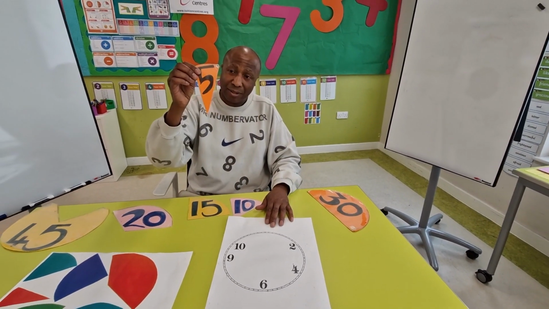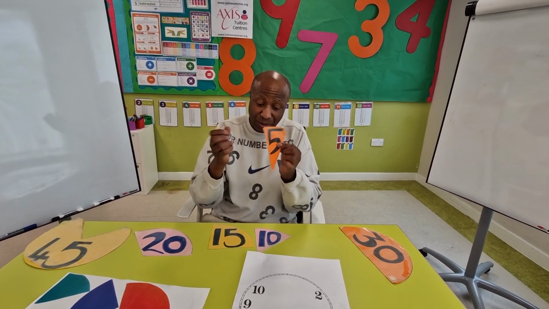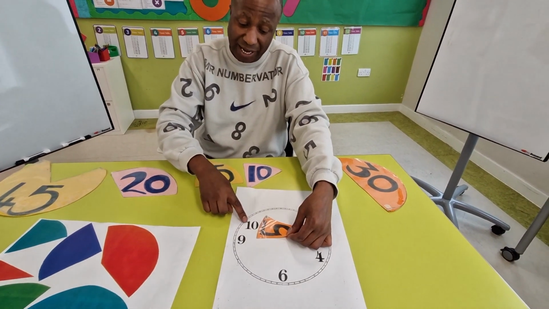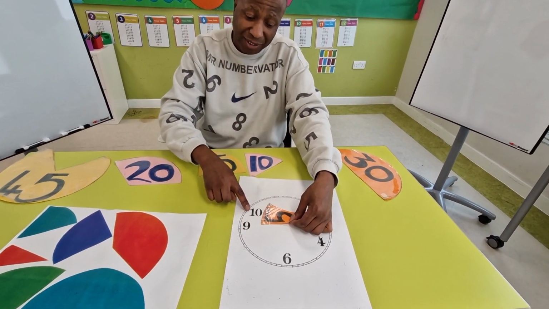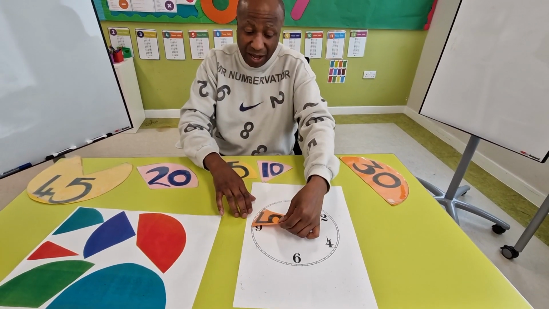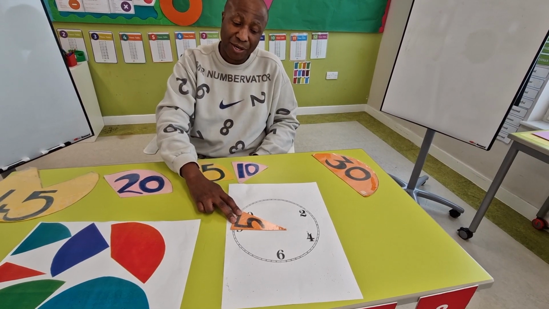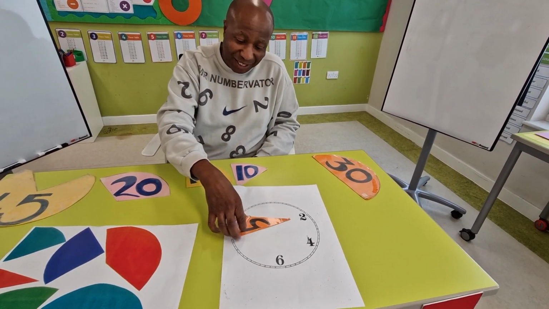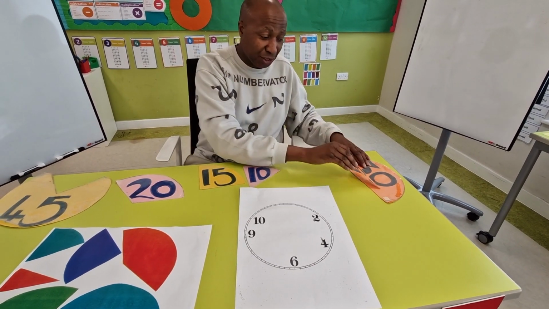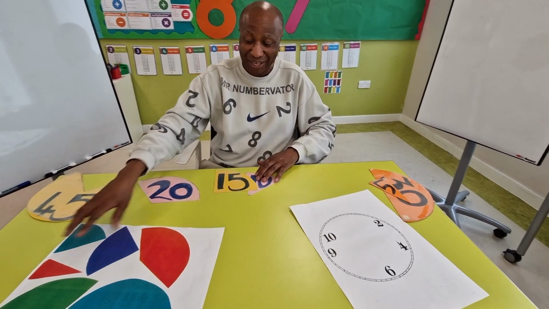This one is worth 5 minutes. How do I know? Because if I place this in between the 9 and the 10, you've got 5 minutes. And this sector fits exactly in between the 9 and the 10. So this is worth 5 minutes. Now, I'm going to stop there because I think I've given you too much help. Here's the next part of the game.